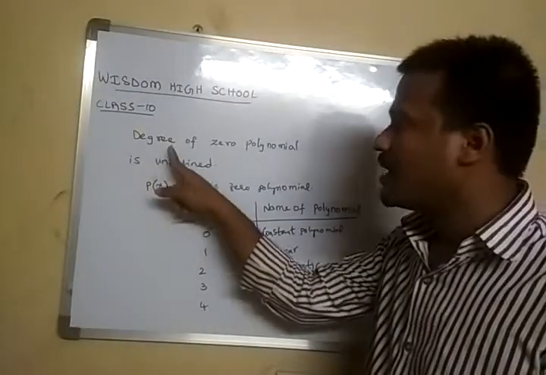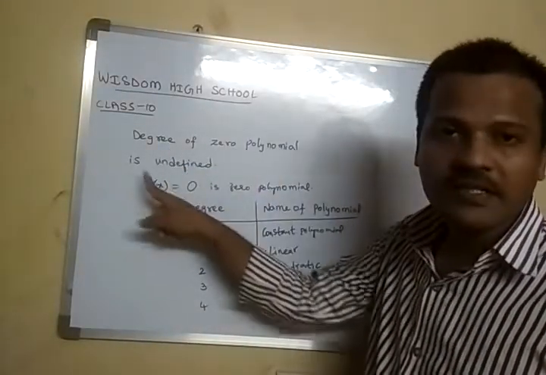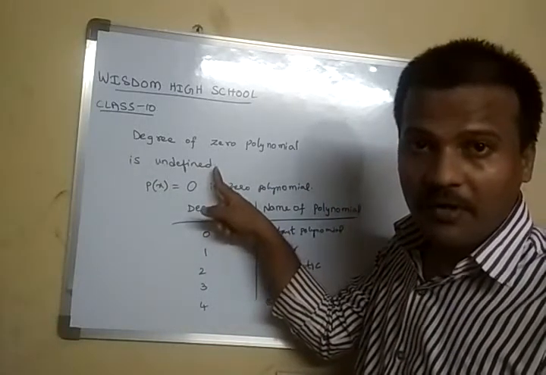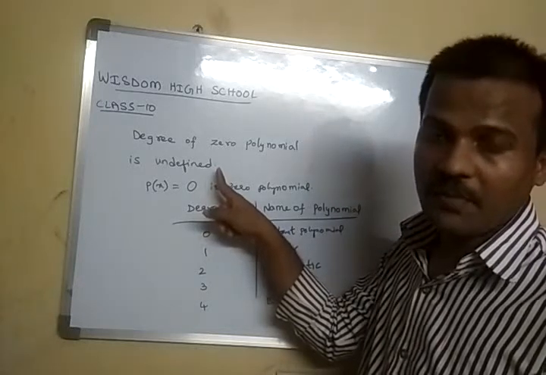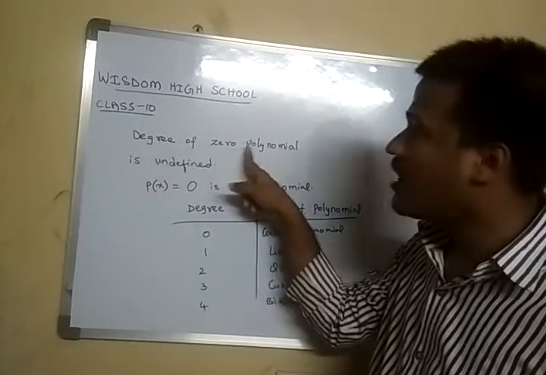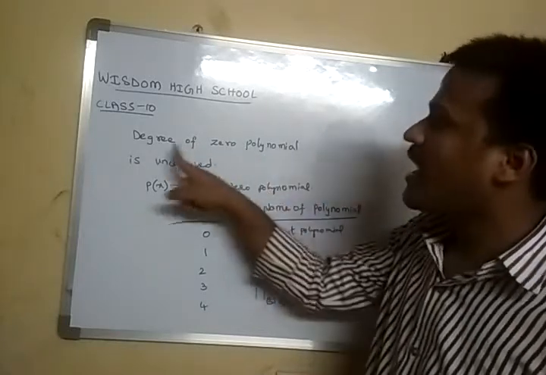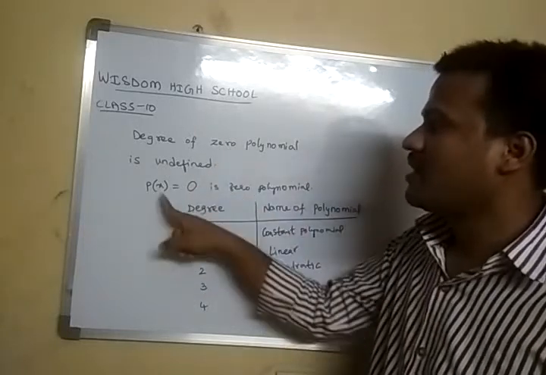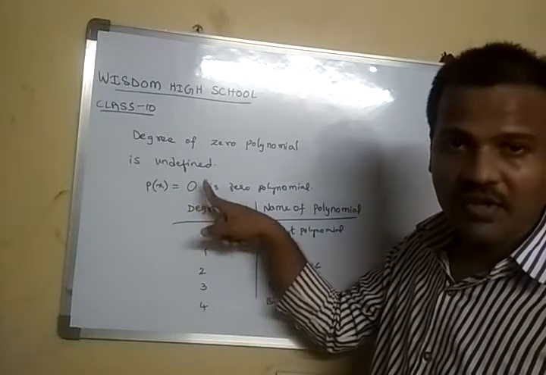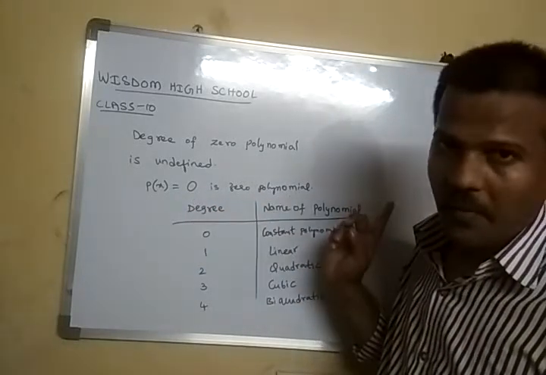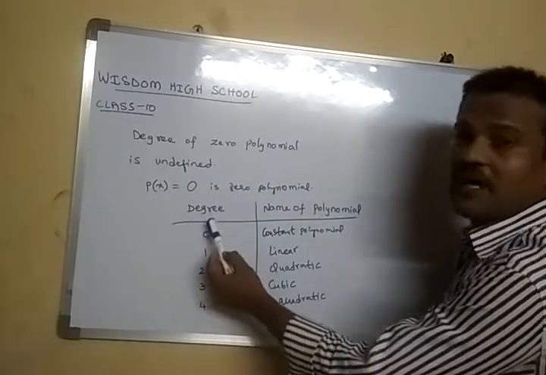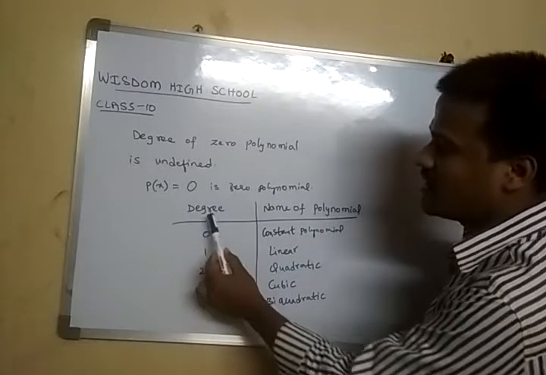Now the degree of the 0 polynomial is undefined. Just now we discussed the constant polynomial. The degree of a constant polynomial is 0. But if the constant is 0, we call it the 0 polynomial, and the degree of the 0 polynomial is undefined. This is p of x equal to 0. Here 0 is a constant, even though it is 0, we call it the 0 polynomial, and its degree is undefined.